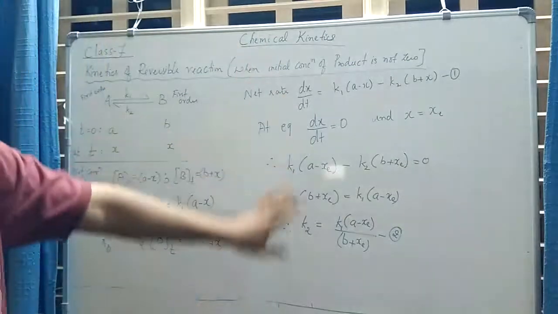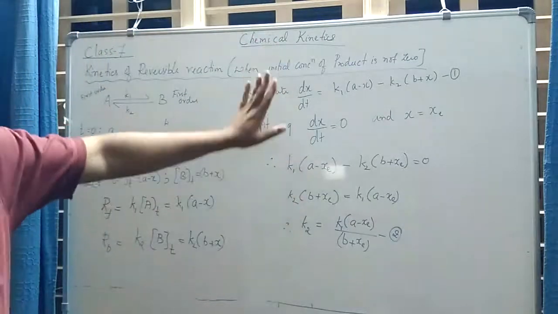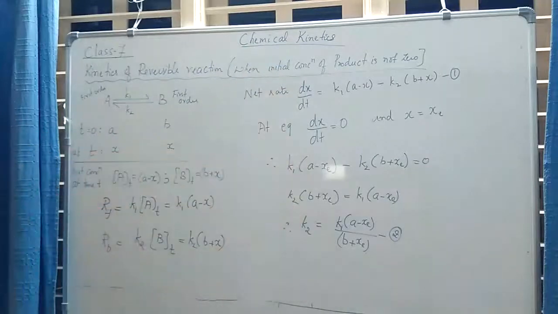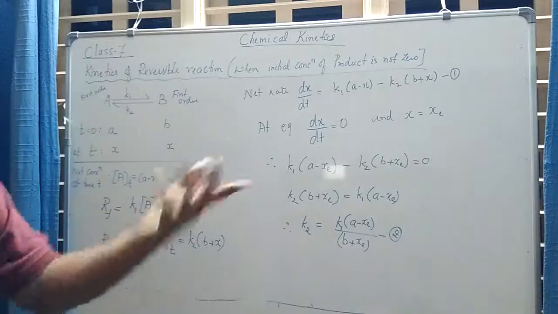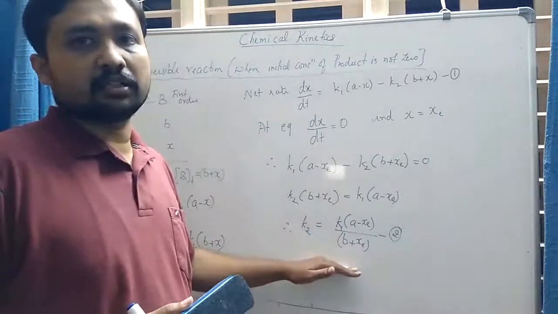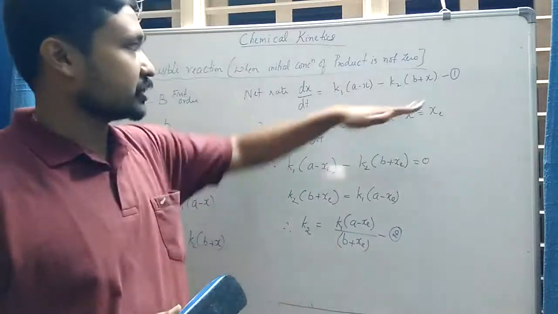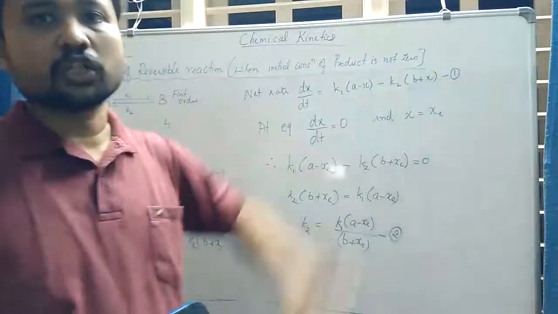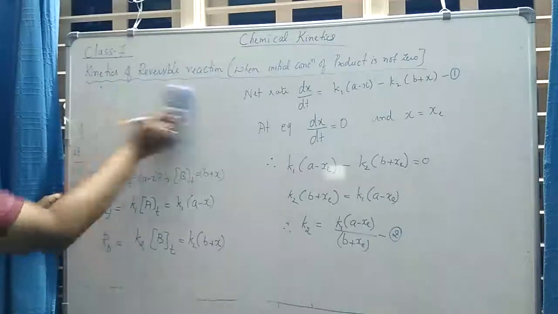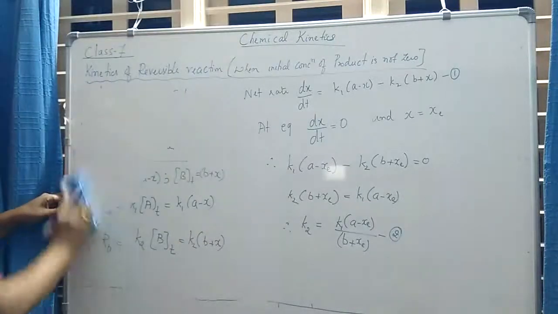So for now we have used a very similar mathematical procedure to what we had used for the reversible reaction in the previous class. Now let us utilize this relation by substituting equation 2 in equation 1. Let us rewrite equation 1 by using equation 2.